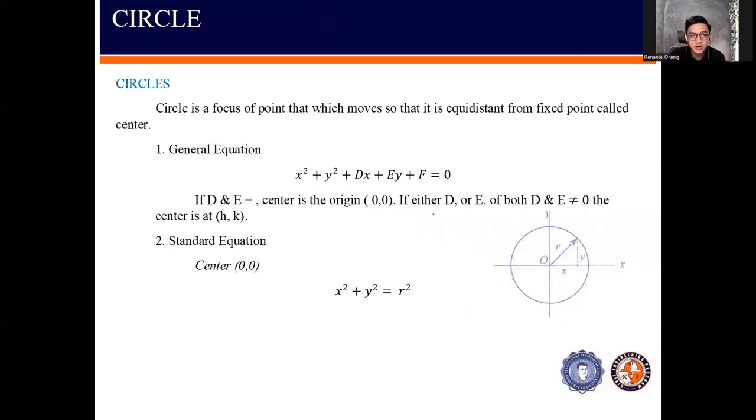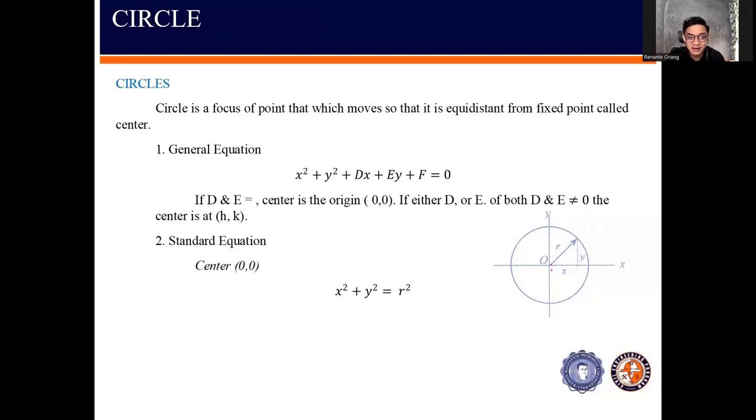So the general equation for our circle is x squared plus y squared plus dx plus ey plus f is equivalent to 0. If d and e are both equivalent to 0, the center is at the origin of our x and y axis. If either d or e, or both d and e, is not equivalent to 0, the center is at h and k. So what do we call h and k?